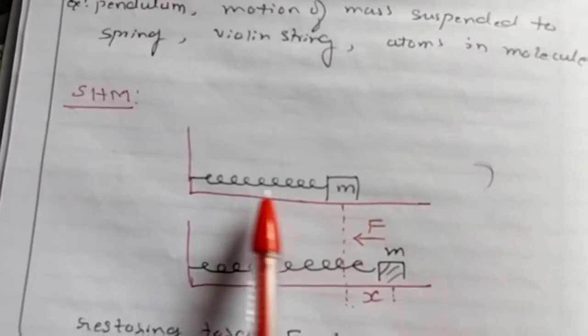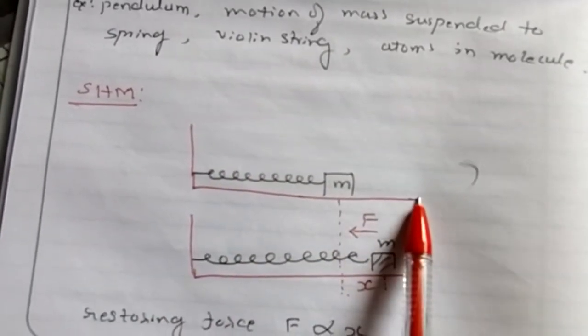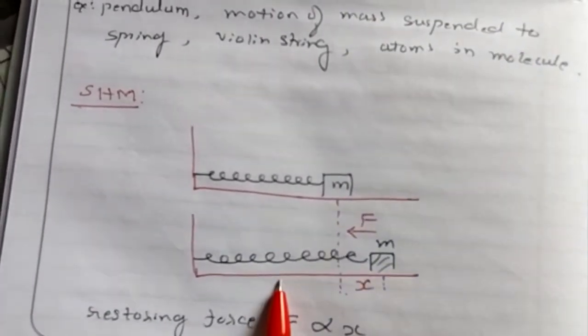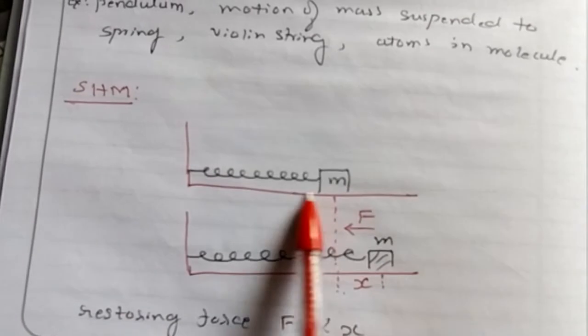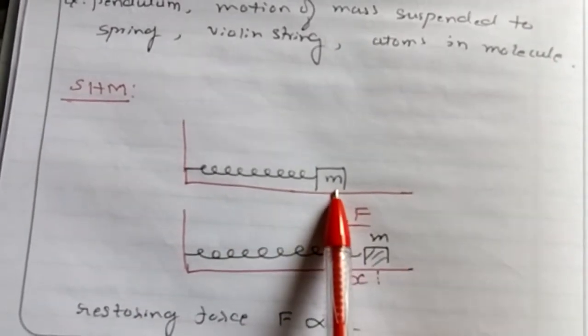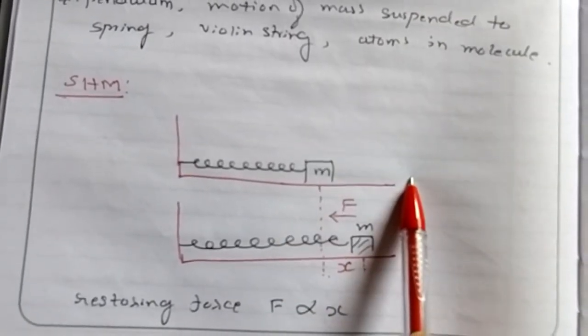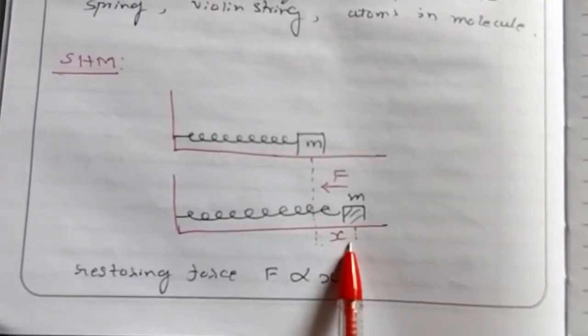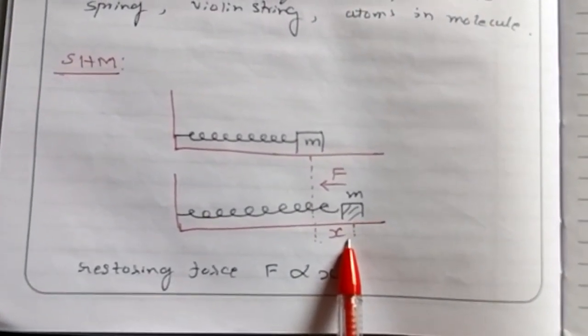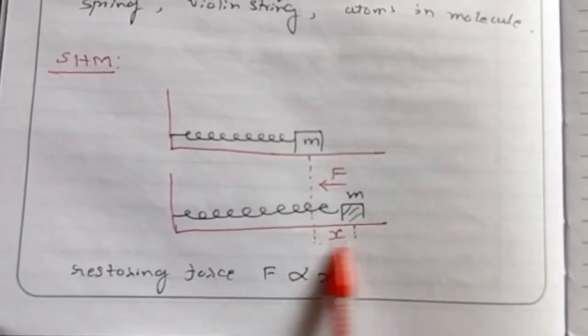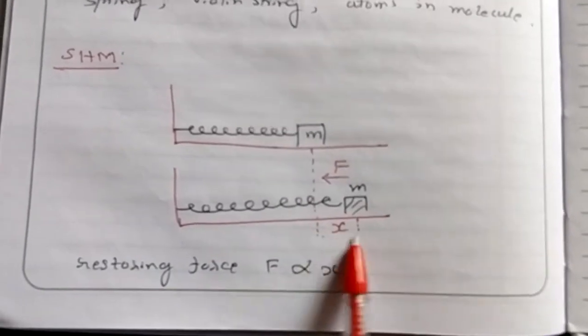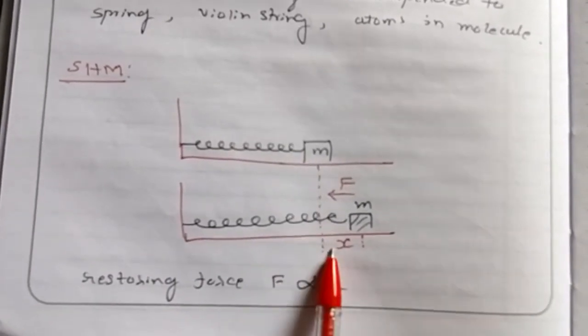Next is simple harmonic motion. We shall start with one example, the spring mass system. Consider a mass connected to a spring, free to move on a frictionless horizontal surface. Initially it is at rest and the spring has not been stretched. If I stretch the mass a little by applying a force towards the right, through a small distance x, and then release it, it starts moving back and forth. This type of oscillatory motion is called simple harmonic motion.